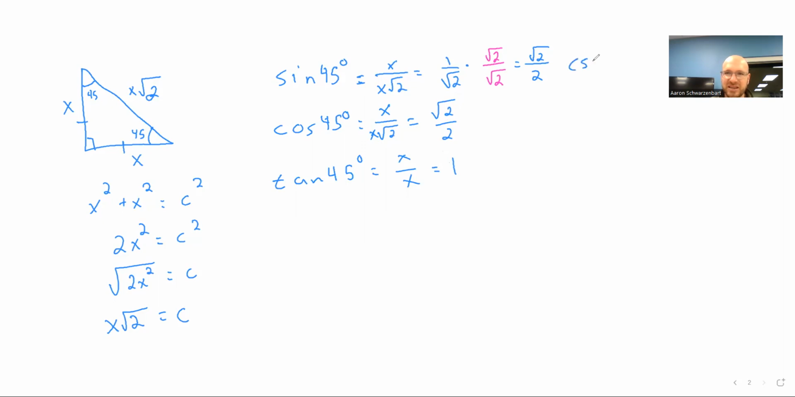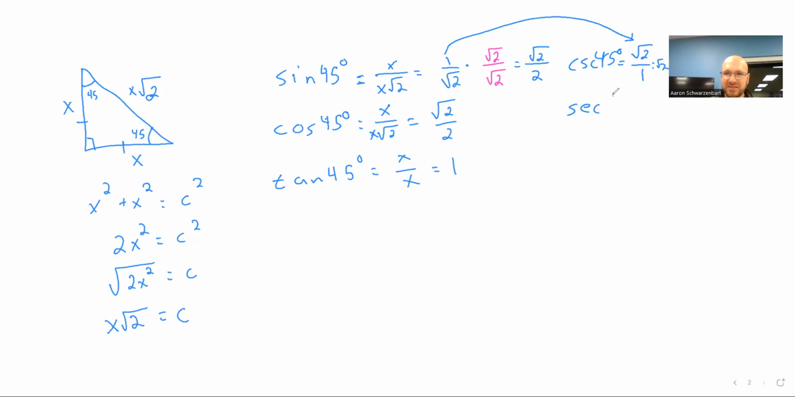The cosecant now of 45 degrees. I'm going to do the reciprocal. I'm going to use this one for the reciprocal so that I don't have to rationalize. I would get the same thing if I used the other one and rationalized, but I like to do it the easy way. Square root of 2 over 1, that's simply square root of 2.